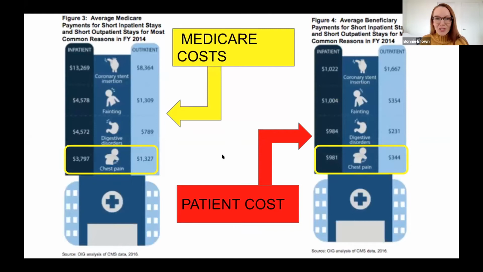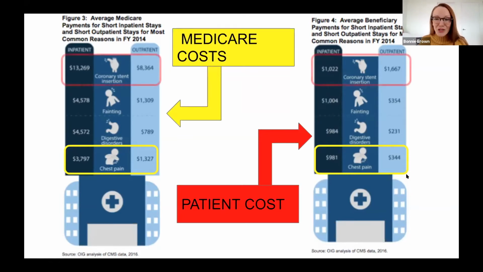In this slide, what it's showing you is a couple of different diagnoses and what the costs to Medicare are and what the costs are to the patient. So let's go with chest pain. That's one of the more common observation diagnoses. If a patient is admitted to the hospital and has a short stay, the hospital is going to bill Medicare just under $4,000. If they are put in observation, they're going to bill about $1,300. So roughly a third there. The cost to the patient for that diagnosis is about $1,000 if they're admitted with a short stay, versus about $350 if they're in the observation unit. So you can see that's a huge difference in cost to the patient.